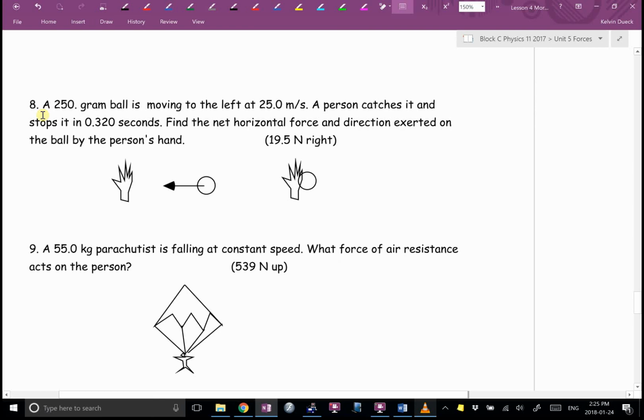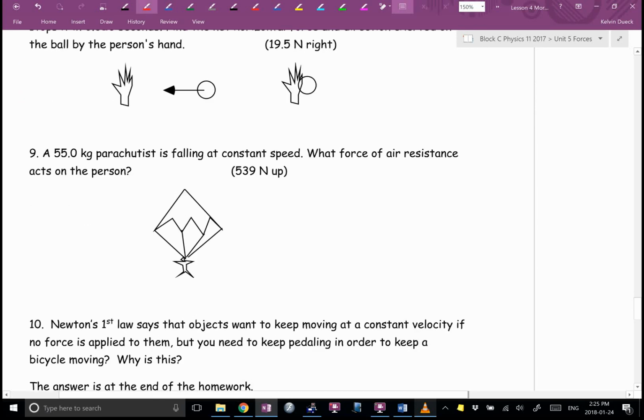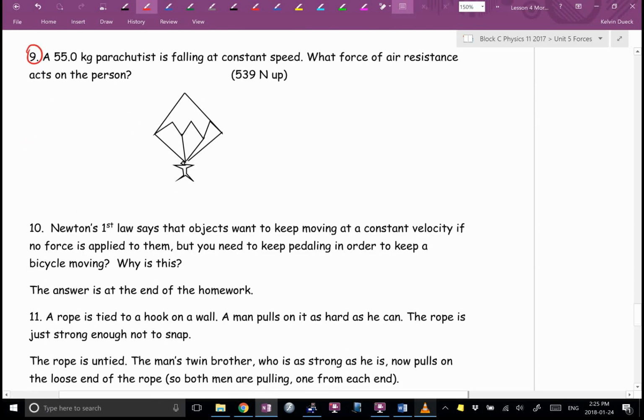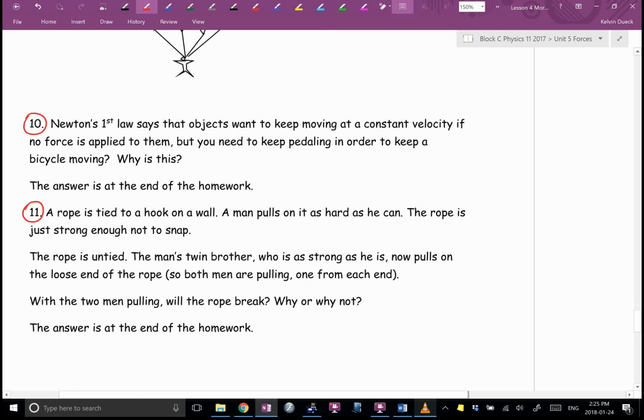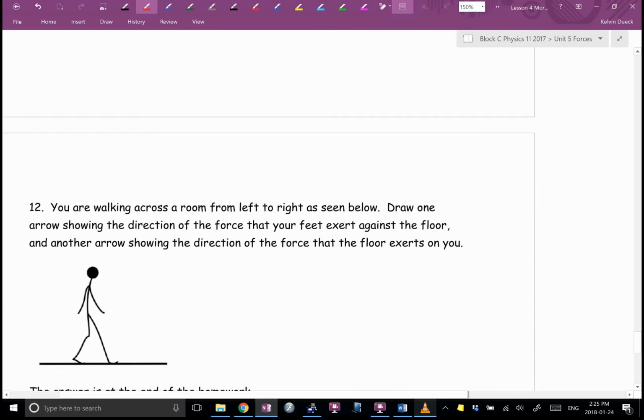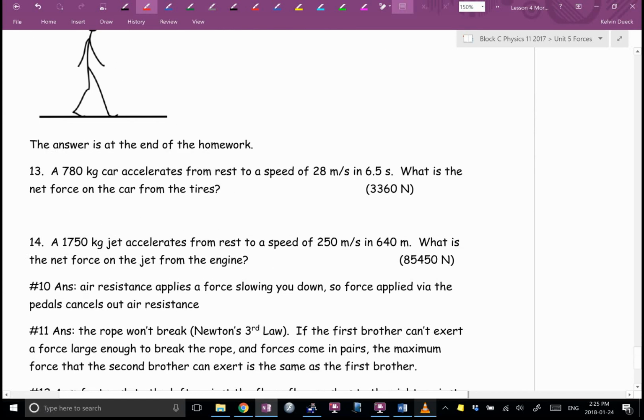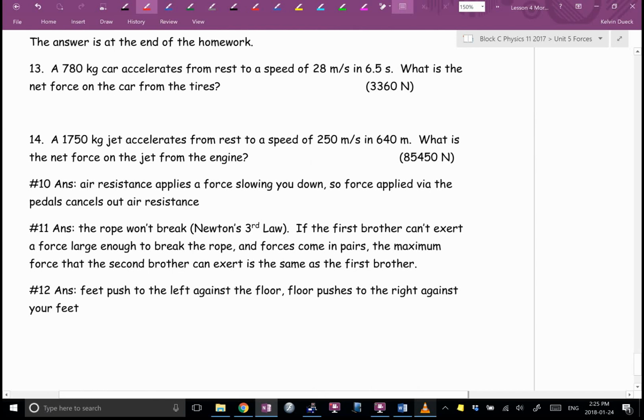I'm going to skip 8. I'm going to do 9. 10 is a conceptual question, assign that. 11 is a conceptual question, assign that. And 12 is a conceptual question, assign that. 13 and 14 are good as well. So I skipped a couple, but not that many. Sorry, you're going to get some homework for the long weekend. I just couldn't work my way around it.